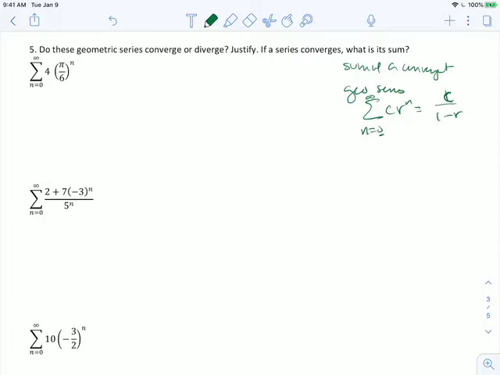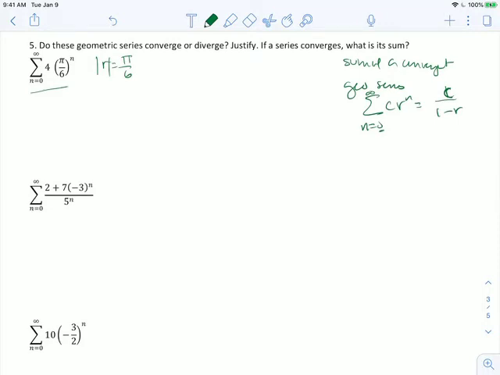So we'll keep that in mind as we go through things. So our first example over here, summation n equals 0 to infinity, 4 times pi over 6 to the n. Our ratio is pi over 6. We remember that pi is about 3.1. And so the absolute value of the ratio, in this case, since it's a positive number, is also pi over 6. That's less than 1, so the series converges.